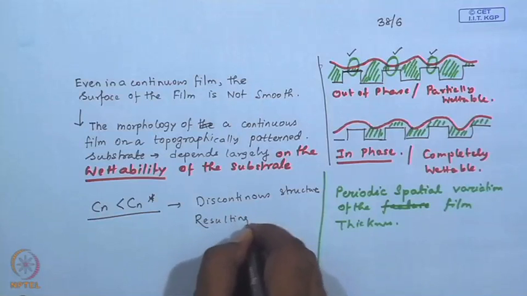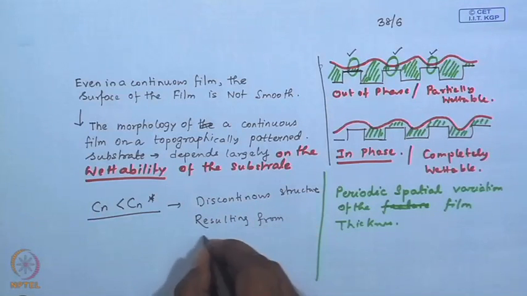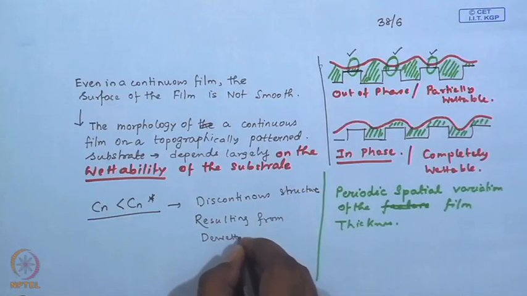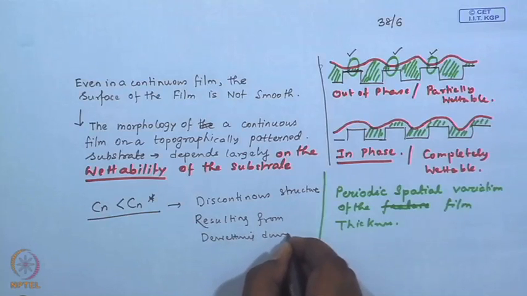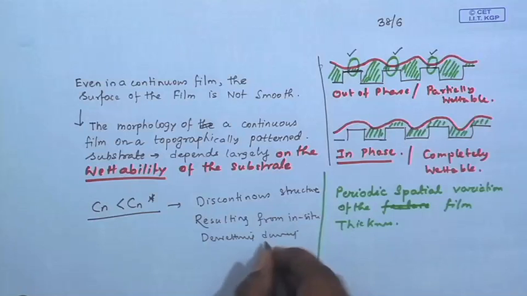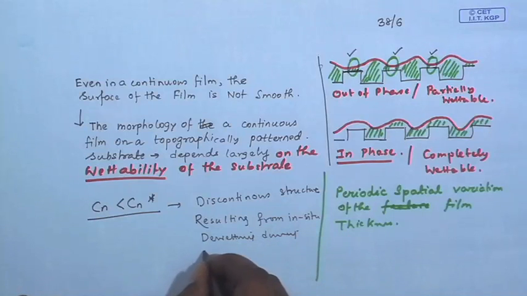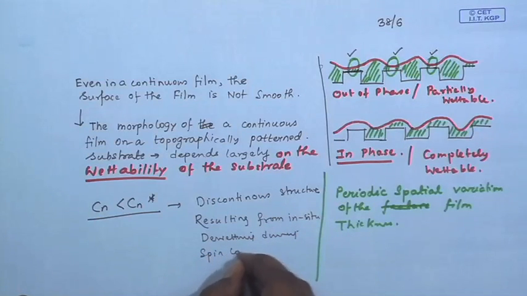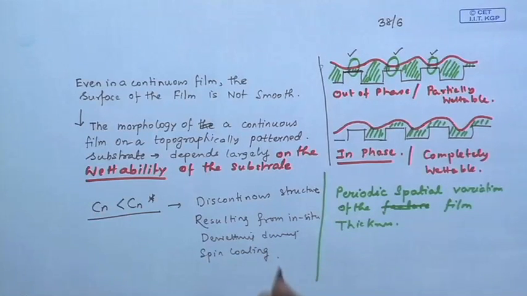resulting from dewetting during spin coating, from in situ dewetting during spin coating, and this is what is known as spin dewetting.